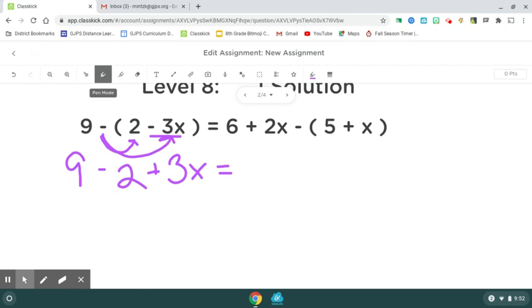Now on to the right-hand side. I see that I have another set of parentheses. I look right outside the parentheses. I see that there's no number, but there is this negative sign. So I need to distribute my negative.